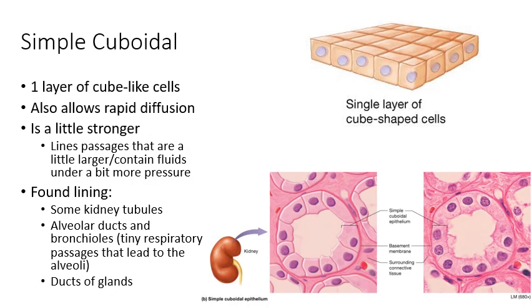So you're going to find simple cuboidal lining surfaces wherever you still need to have good diffusion and absorption, but where you expect to have a little bit more stress occurring on the tissue in general. So that could be, for instance, if the fluid is going to be under some amount of pressure there. So you can find simple cuboidal lining kidney tubules. That's the example that's pictured there.